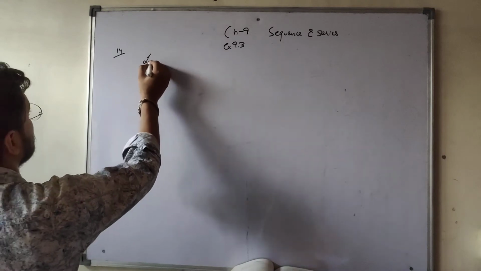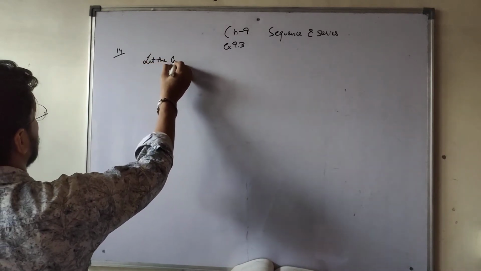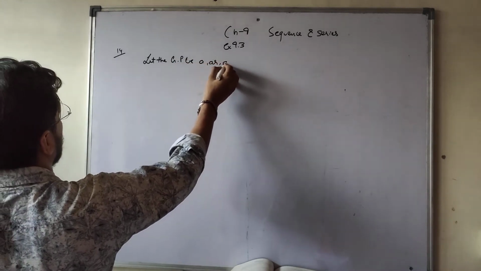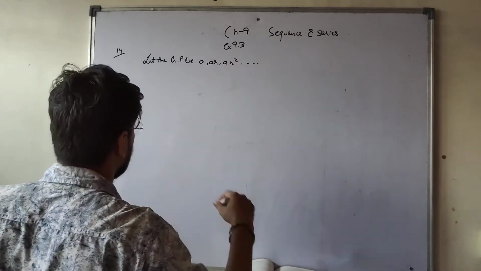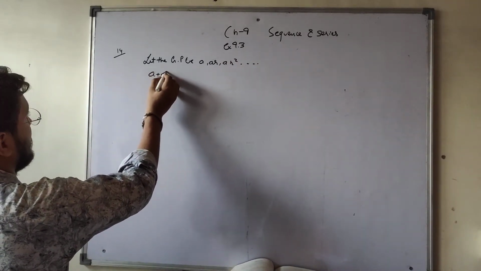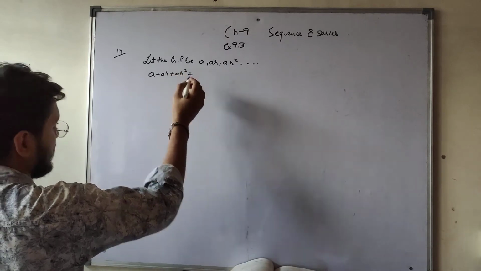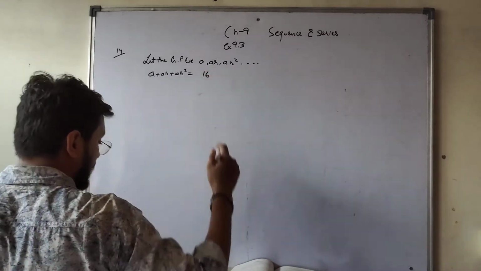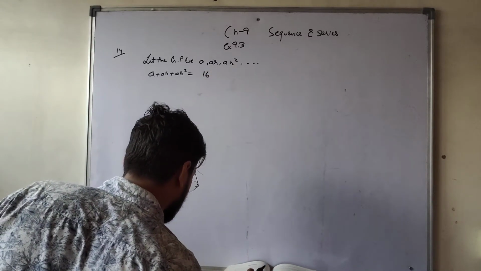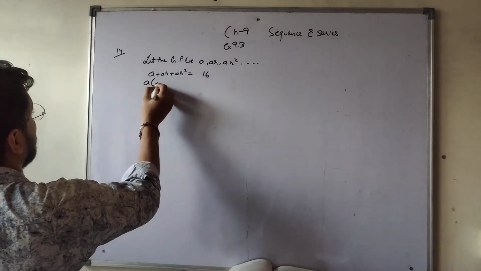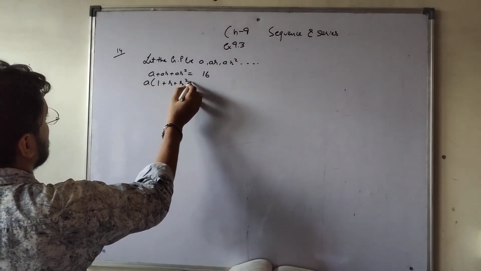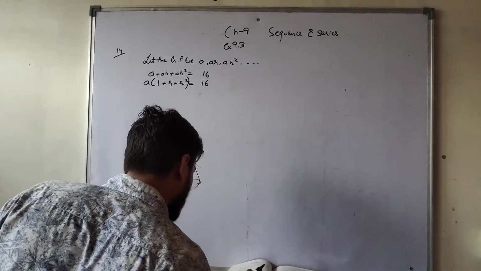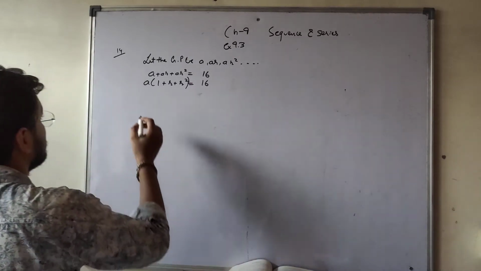So let the GP be a, ar, ar square and so on, right? Sum of first three terms, so a plus ar plus ar square is equal to how much? It is given 16, right? If we take a common, we get a(1 + r + r square) = 16. Sum of next three terms is 128.